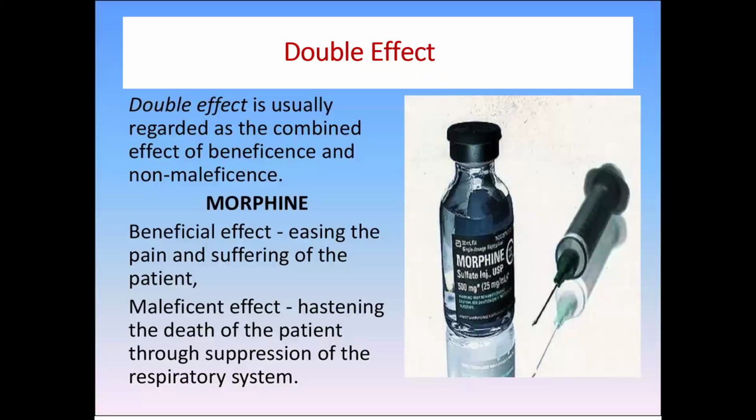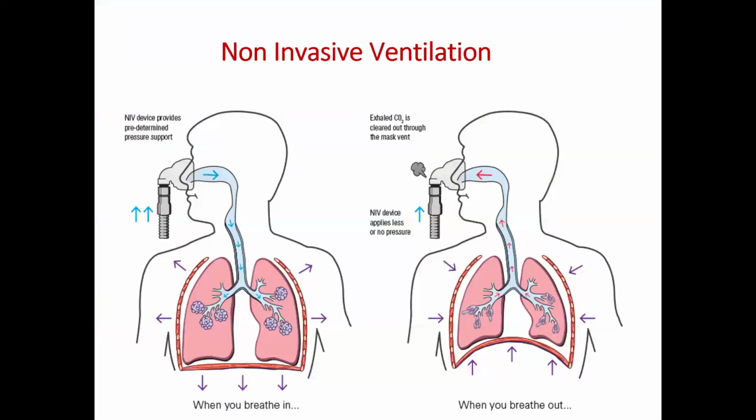But the one that you need to know more is double effect, which is usually a combined effect of beneficence and non-maleficence. The beneficial effect of giving opioids is easing the pain and suffering of the patient. The maleficent effect is hastening death of the patient through suppression of the respiratory system, and it's basically considered ethically acceptable to most palliative authorities.